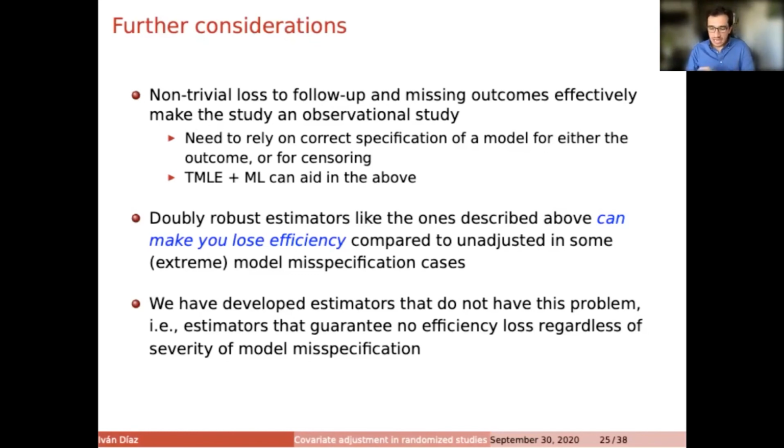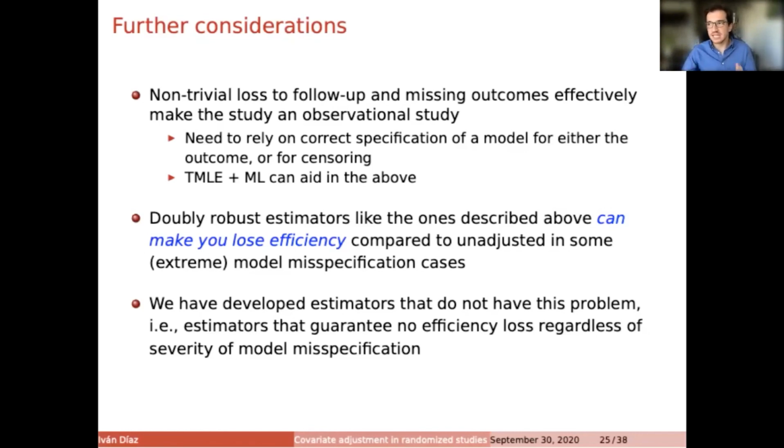So you now need to start using doubly robust estimators that exploit the full advantage of double robustness, which is that you can get either the model for the outcome or the model for censoring misspecified, but not both. And as you've seen in many other talks, TMLE plus machine learning can aid in ensuring that you're getting the right fit for either the outcome model or the censoring model. So this is a very, very important caveat.